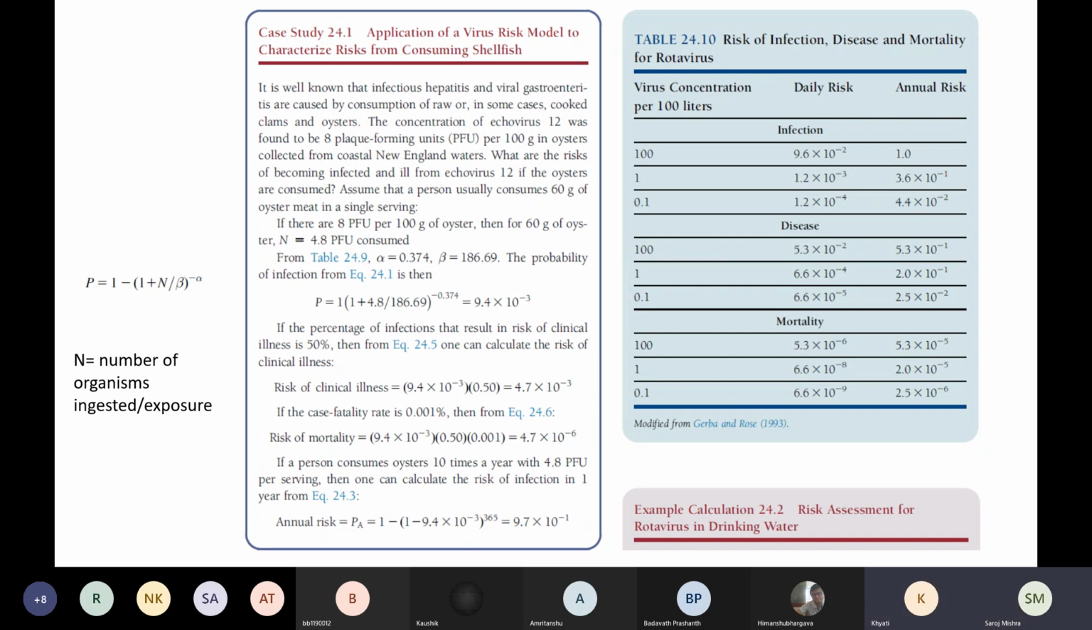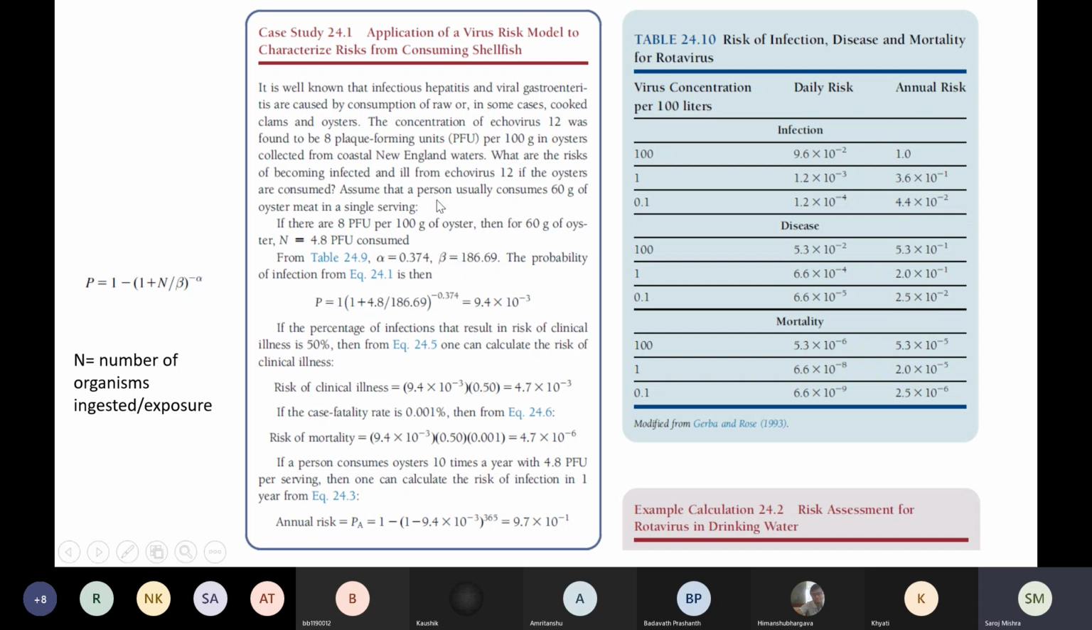Yes, ma'am. But how do we know which model to use? Exactly. That is based on the dose response curve. That is the data which is given to you. Somebody has already done that work scientifically. All you are doing is carrying out the risk assessment. Dose response curve data is already available with you. So what you know is the exposure level.